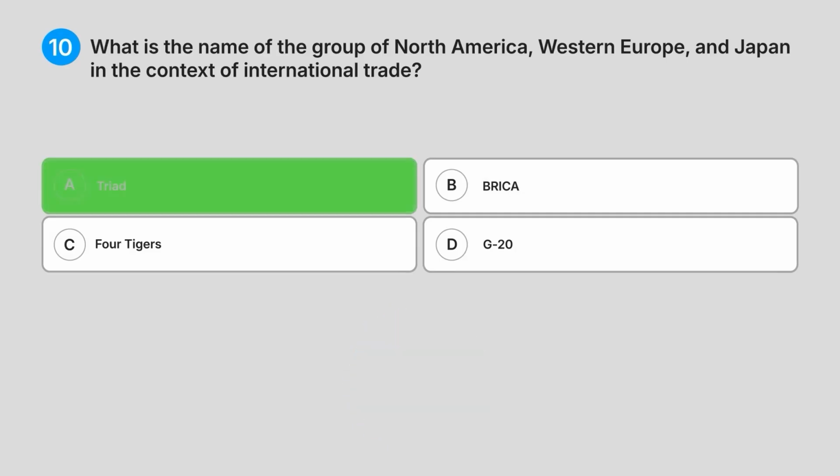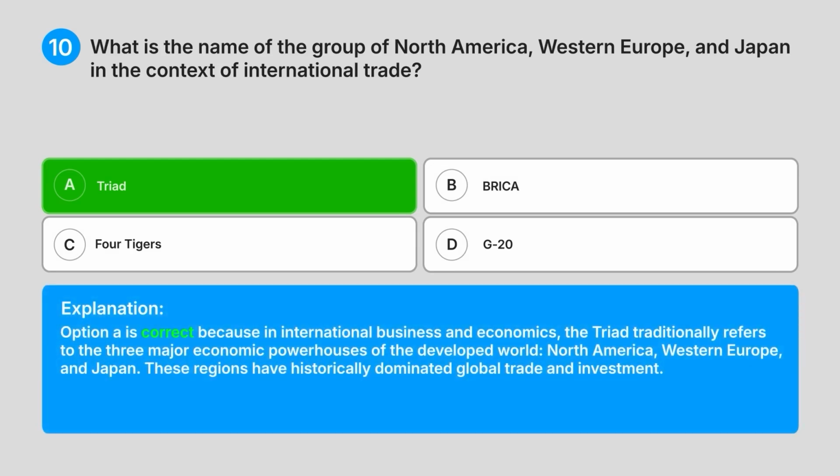Correct answer, A. Triad. Explanation. Option A is correct because in international business and economics, the triad traditionally refers to the three major economic powerhouses of the developed world: North America, Western Europe, and Japan. These regions have historically dominated global trade and investment.